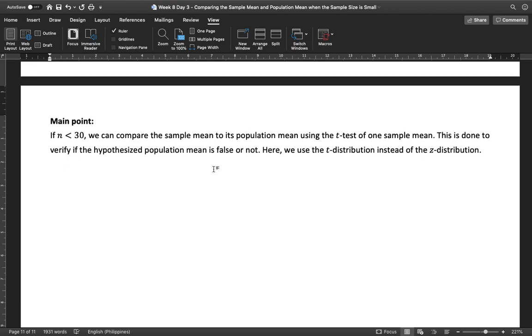So, ang main point natin, if n is less than 30, we can compare the sample mean to its population mean using the t-test of one sample mean. It is done to verify the hypothesized value. Ganun pa rin naman, basta maliit lang yung sample size, gagamit tayo ng t-distribution. But if the sample size is 30 and above, we use the z-distribution.